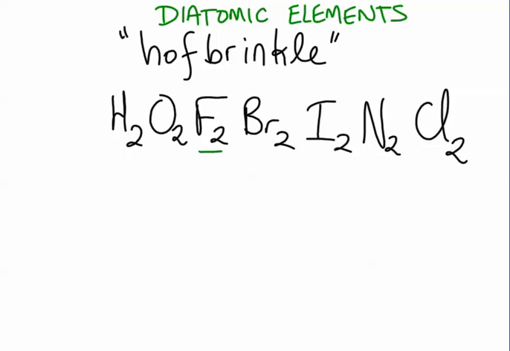Now, notice something about these guys. Anytime you see these elements by themselves in a reaction, something plus hydrogen, then the formula is H2, not just H. If you see oxygen, it's O2. If you see fluorine, it's F2. Bromine, Br2. Iodine, I2. Nitrogen, N2. And chlorine, not chloride, chlorine.